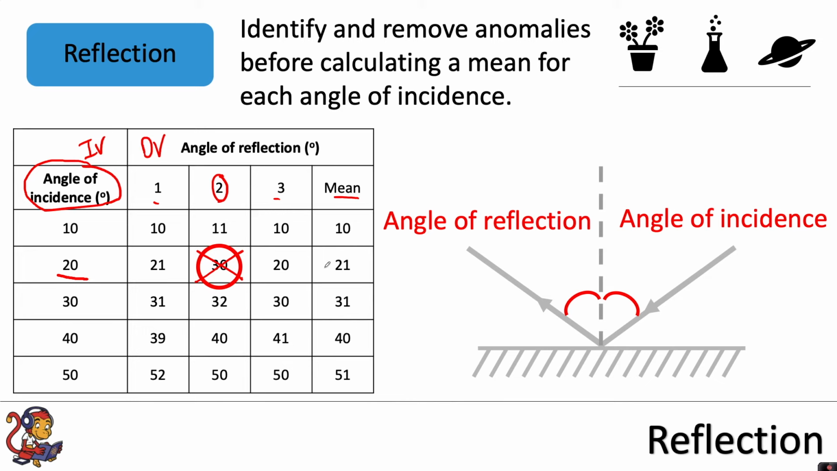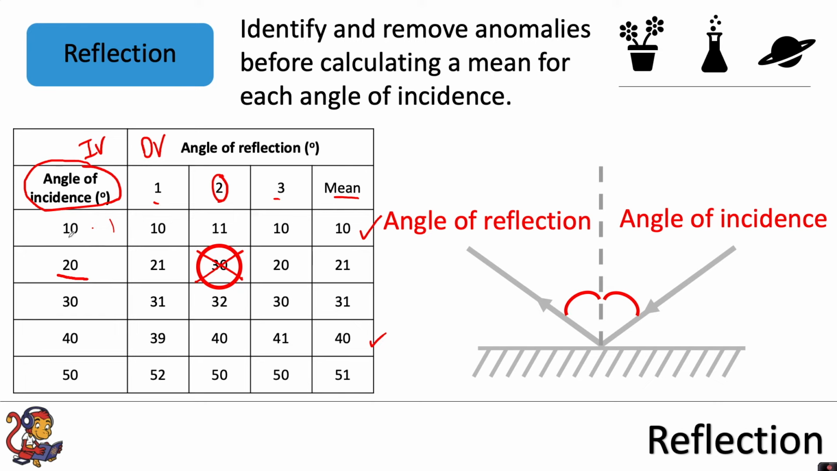That's important too. So our law of reflection said that the angle of incidence equals the angle of reflection. So when the angle of incidence was 10, the mean angle of reflection was 10. When the angle of incidence was 40, the mean angle of reflection was 40. And you can see for these, the other examples are very, very close, but not exactly the same. So that shows that there is a little bit of error in our experiment.